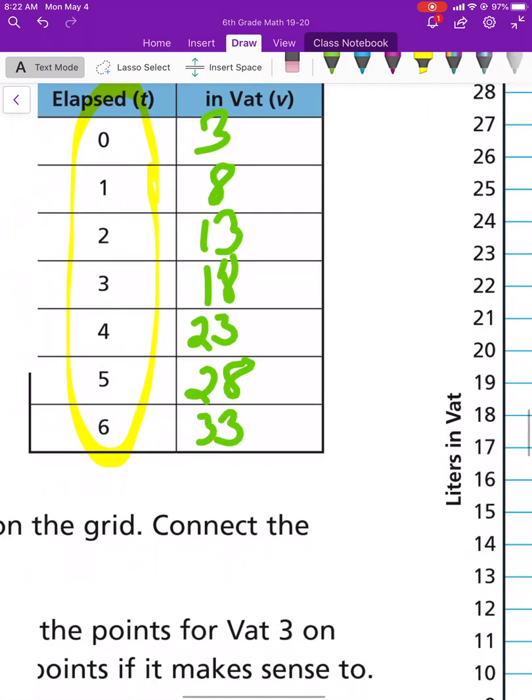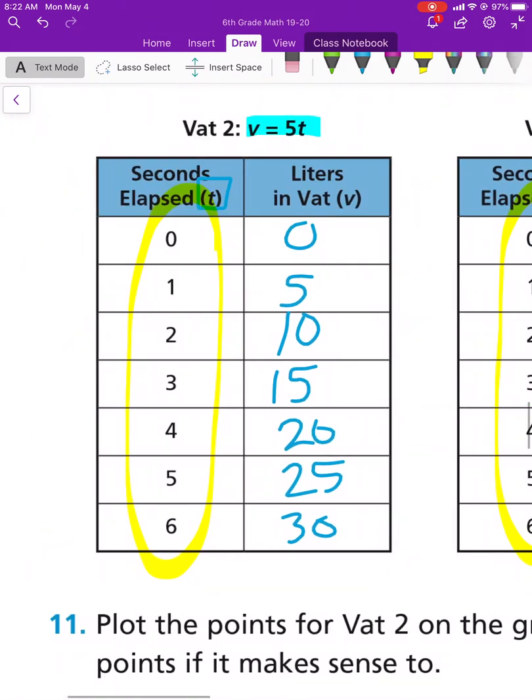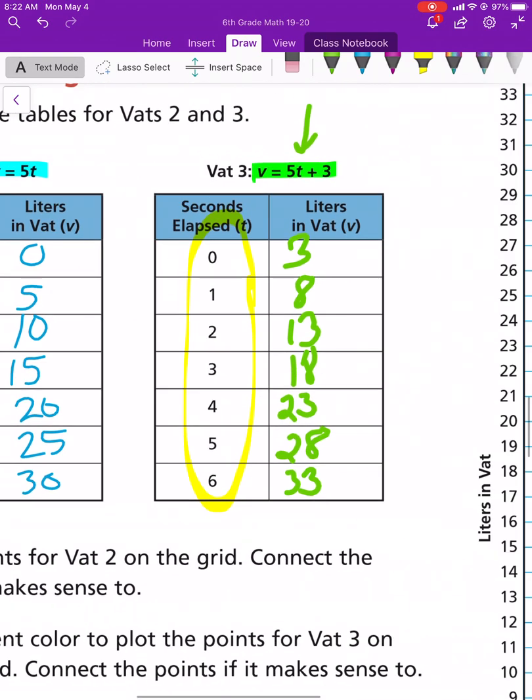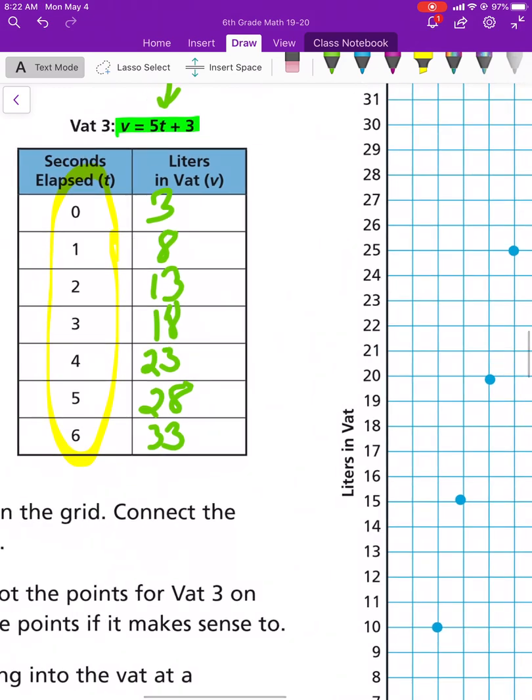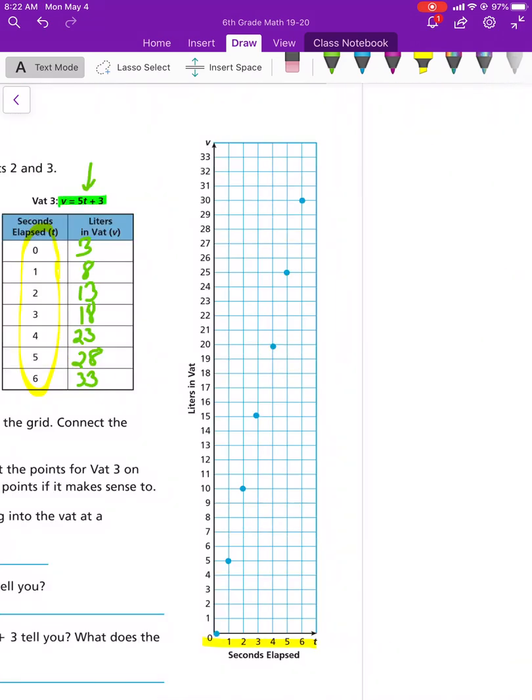And again, I'm just graphing this over here. 0, 0, 1, 5, 2, 10, 3, 15, right? Just graphing that stuff. Okay. Let's connect those real quick. My line is not super great. I apologize, guys, but it's the best it's going to be.